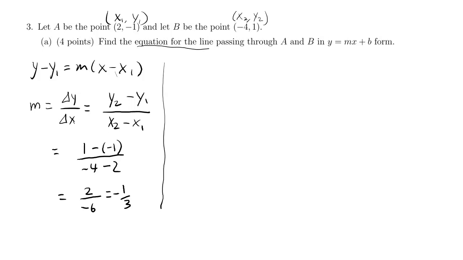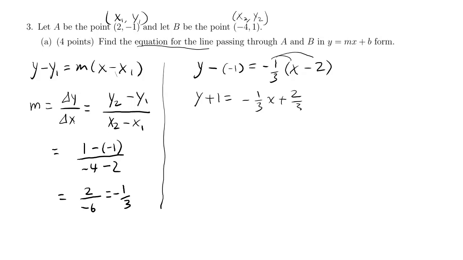And then we plug everything into the point slope form. Y minus y1 is -1. Your slope m, we just calculated it, it's -1/3. X minus, and then x1 is 2, so you subtract 2. And then we simplify. Y plus 1. We multiply this out, so it's -1/3 x. And then minus minus is positive, so it's +2/3.